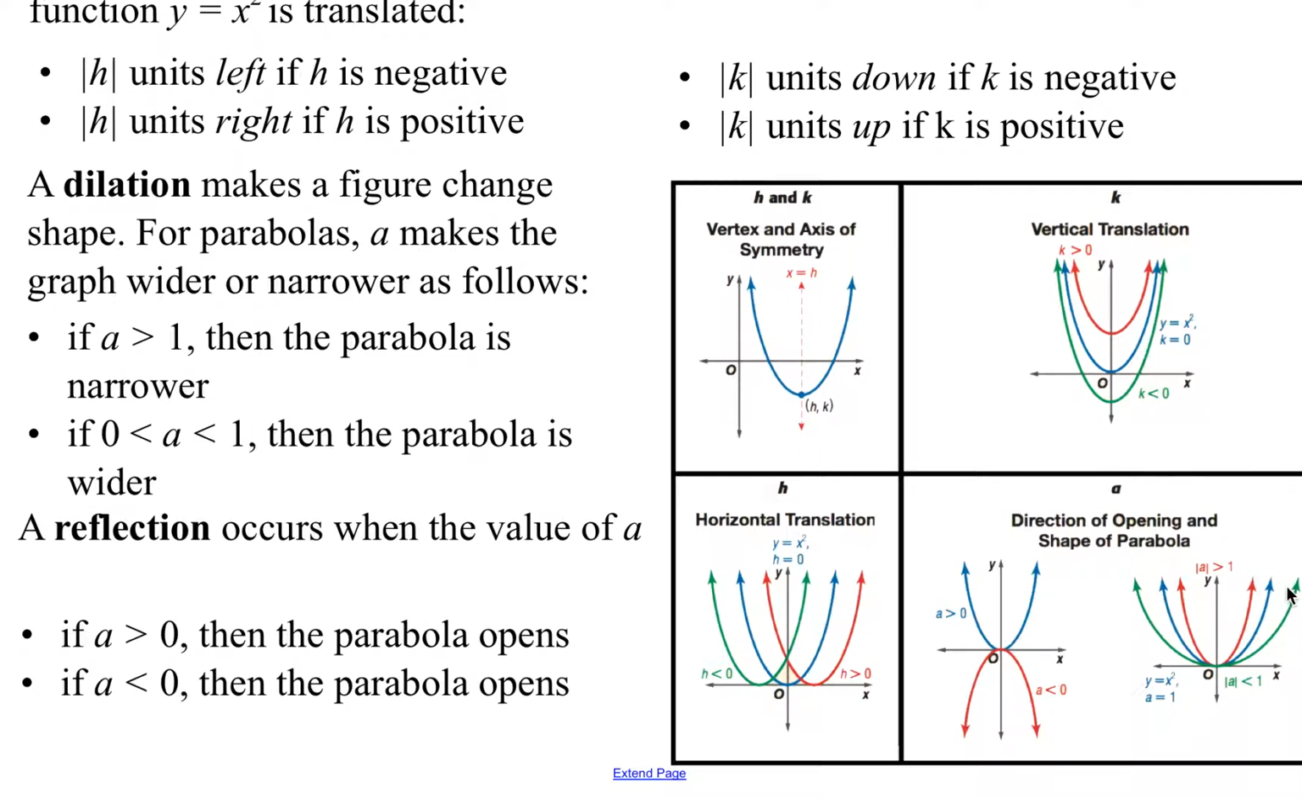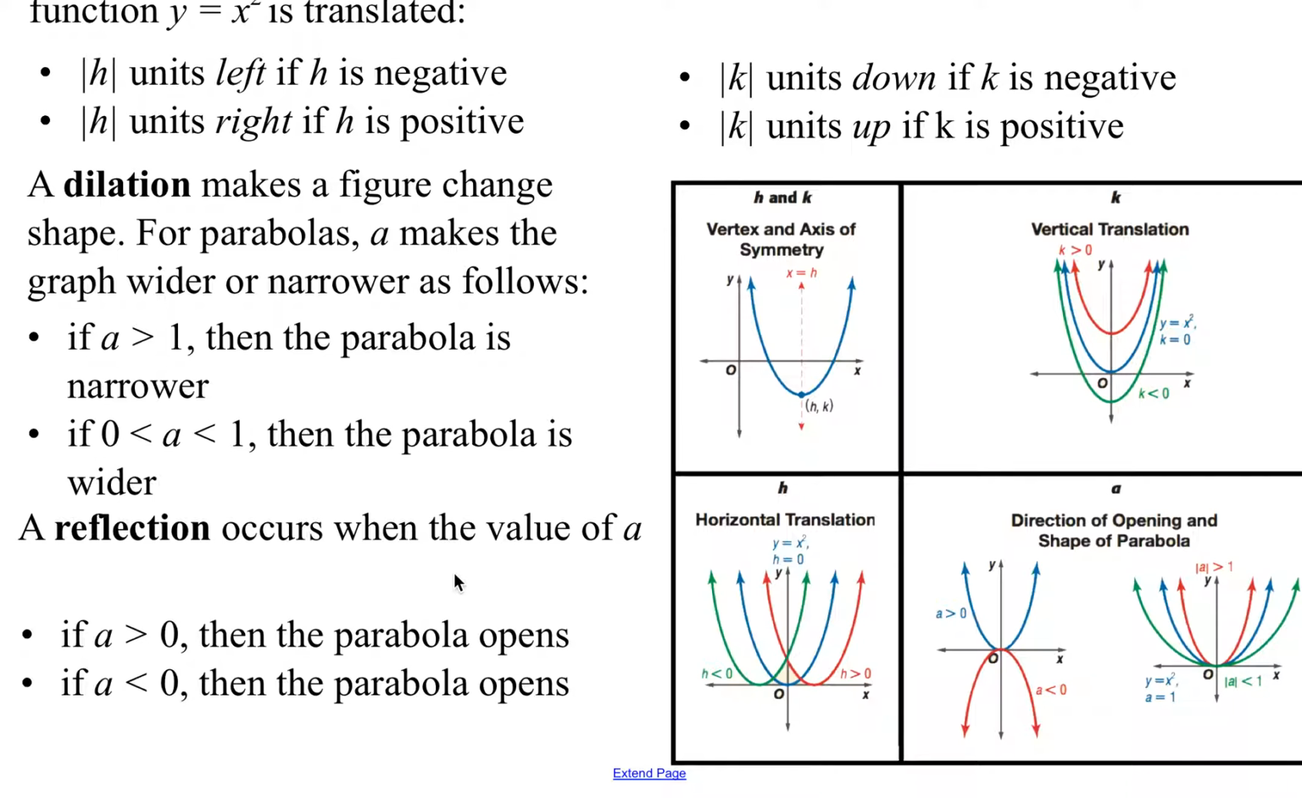And I know on your notes, this probably doesn't appear as clearly as it does in the video. So if you want to make any notes on this table, this is a pretty helpful little table here. And I know the colors help. The blue is the parent function on all of these. It's y equals x squared. And then the red and the green graphs are different transformations of the parent function.